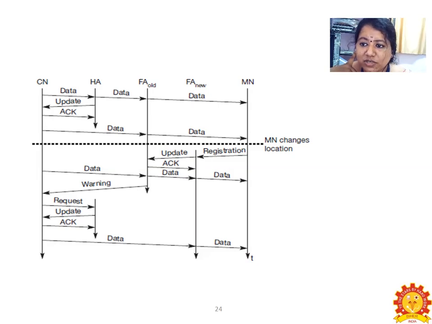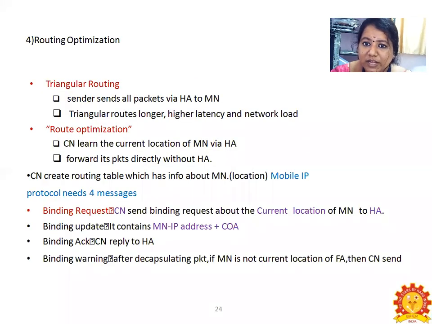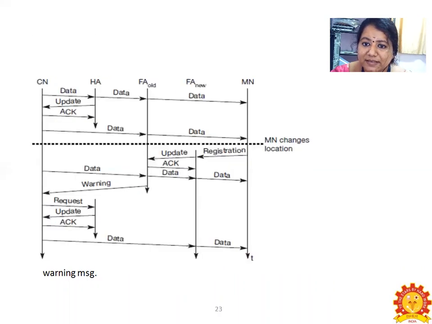For that, the MN changes location, that is, registration is done from the MN to the FA new. From there, the update will occur in the FA old. As a result, the acknowledgement will be sent back to the FA new and the data will be sent from CN to FA old to FA new, and FA new to MN. So this is what routing optimization is. One is triangular routing and another is route optimization.